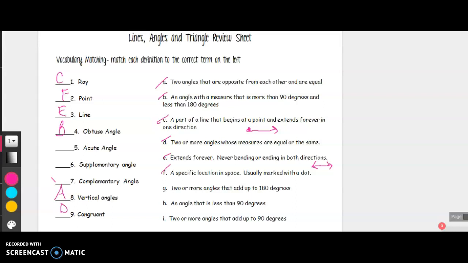Two or more angles that add up to 180 degrees. The hint here is that we're adding and it has to equal 180. So that's supplementary, so choice G. An angle that's less than 90 degrees, remember those are our cute little baby angles. So that's choice H for a cute angle. And when we're adding up to 90, that's complementary. So this is choice I.